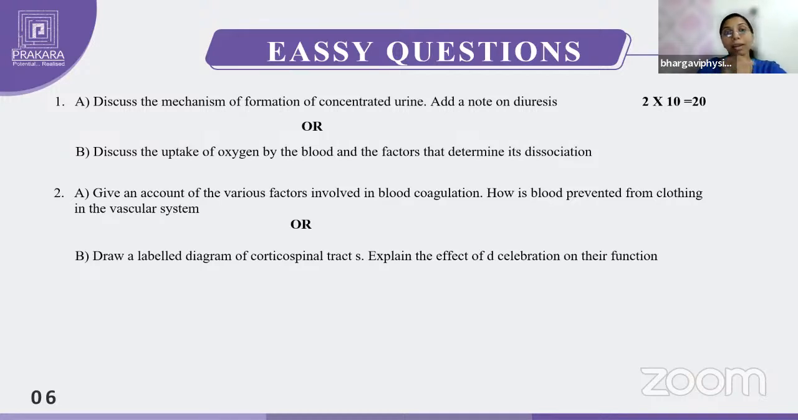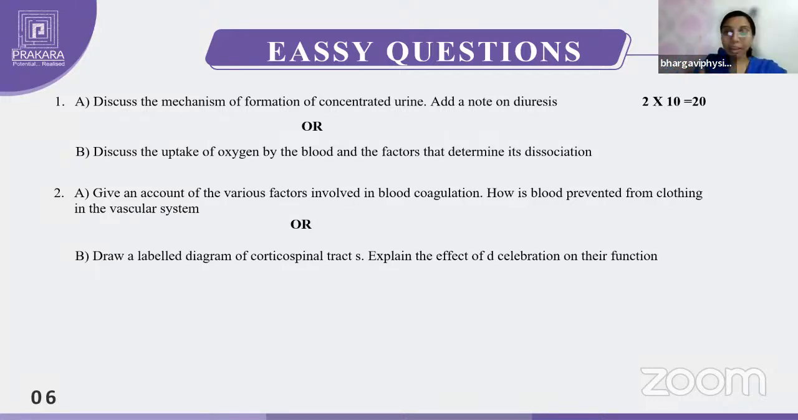Then next is B: draw a labeled diagram of the corticospinal tract and explain the effect of decerebration on its function. For this question, you are going to write the corticospinal tracts from the cortex down to the spinal cord, meaning corona radiata, then internal capsule, pyramidal, extrapyramidal, anterior corticospinal and lateral corticospinal tract, how the pyramidal decussation occurs, and how they end on the spinal cord. All these you have to make as a flow chart as well as a diagram, and label the diagram properly.